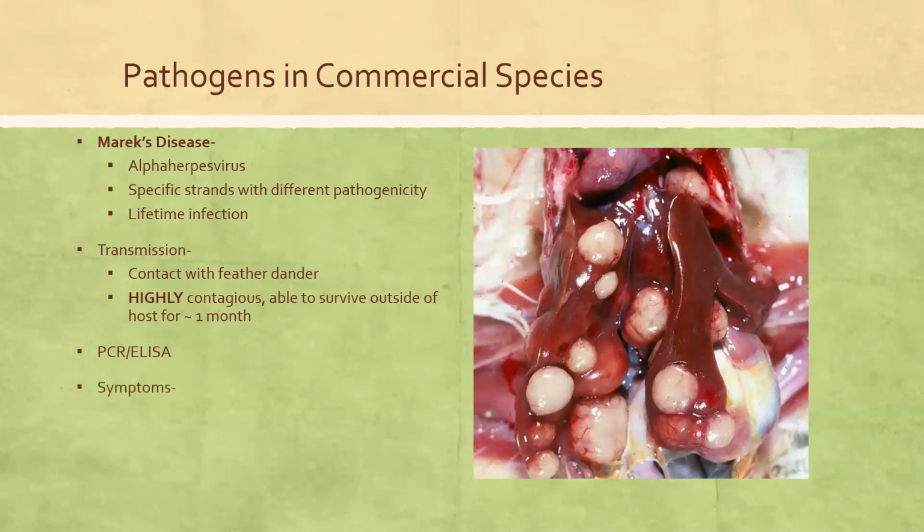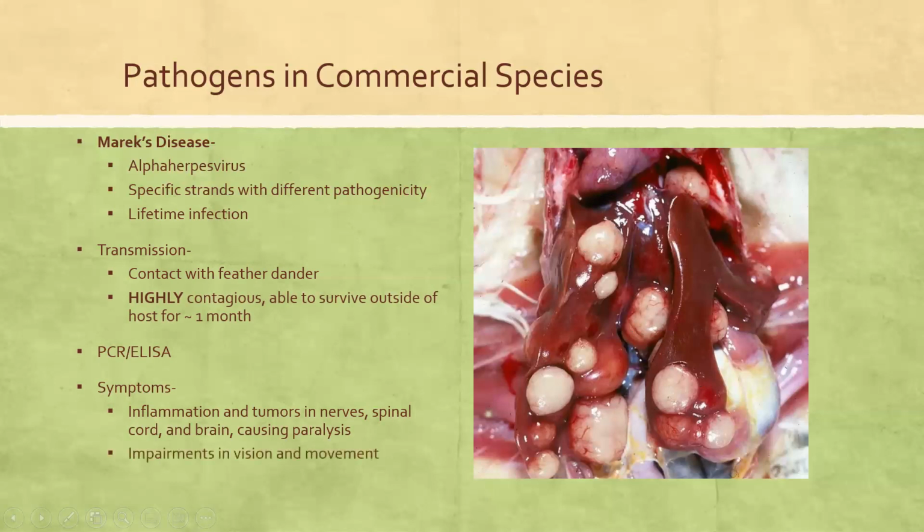And some symptoms of Marek's disease include inflammation and tumors in the nerves, spinal cord, and brain, which are these white lumps we see in this image to the right. These are all the tumors caused by Marek's disease, which cause paralysis, and it can also lead to impairments in vision and movement in the affected birds. Good news is chicks post-hatching can be vaccinated for Marek's disease. They can be vaccinated against this herpes virus, meaning there is some positive steps forward for the control of this virus.